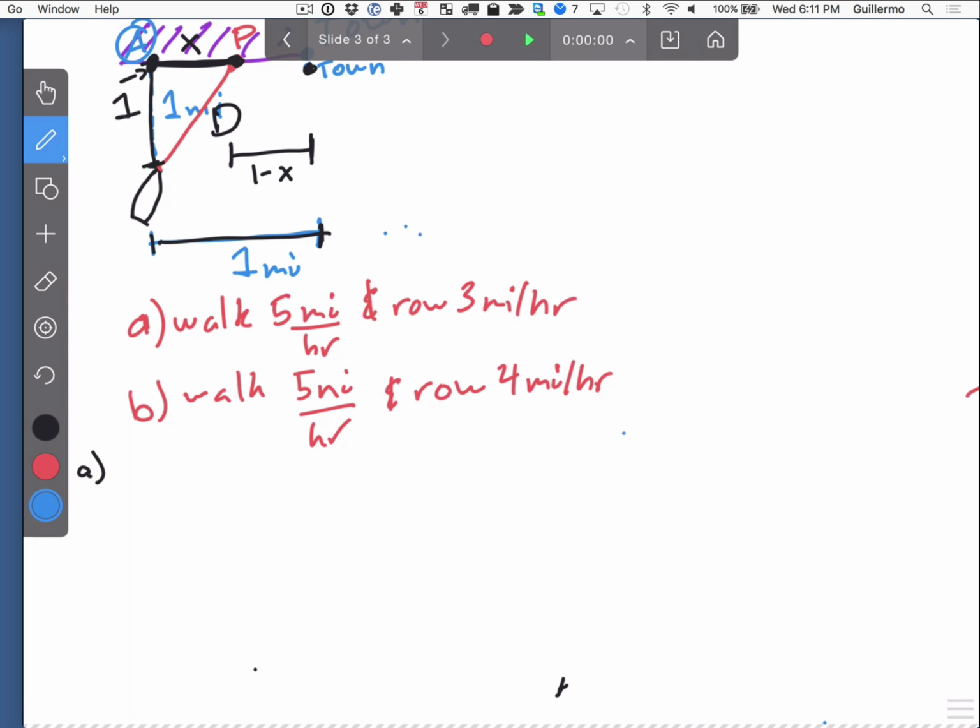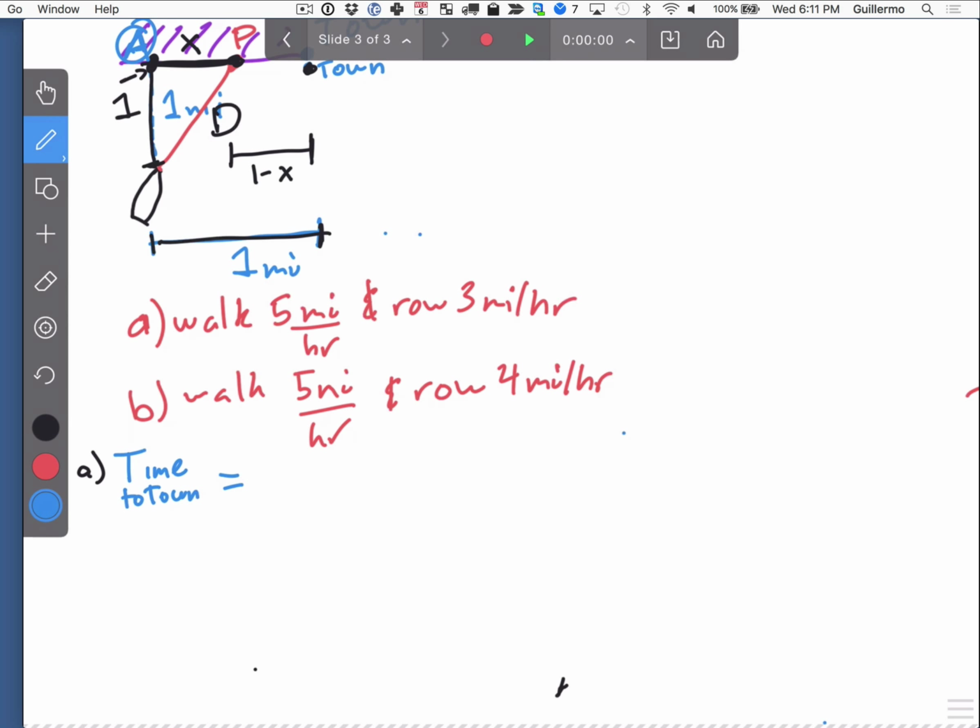Okay, so what else? So now we need to write down a formula. What are we trying to optimize? No, what did the question say? We want the least amount of time, right? So we're trying to optimize time. So this is time to town, T.